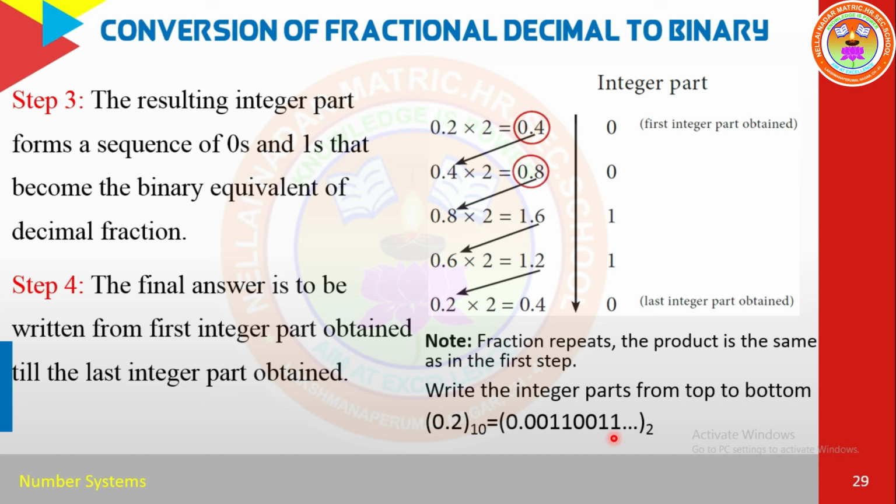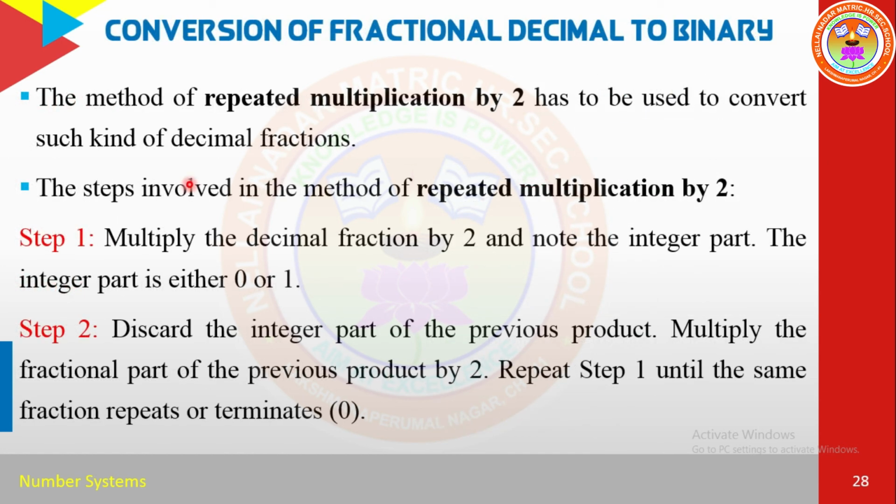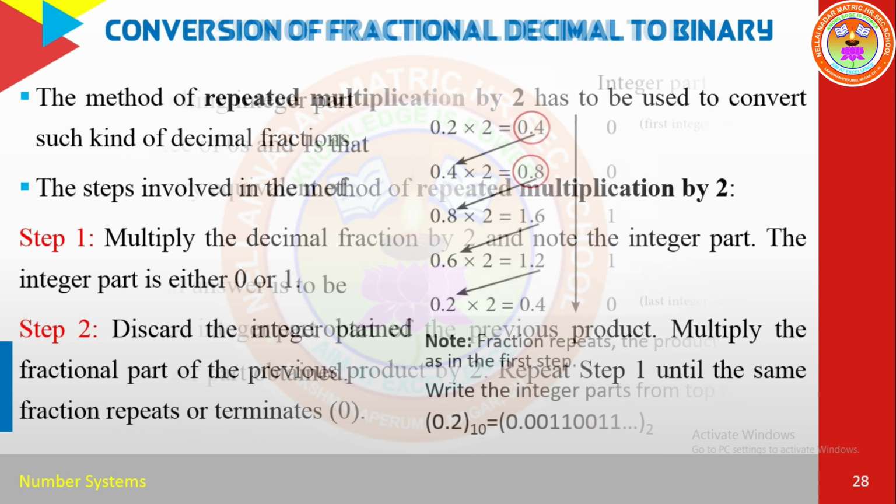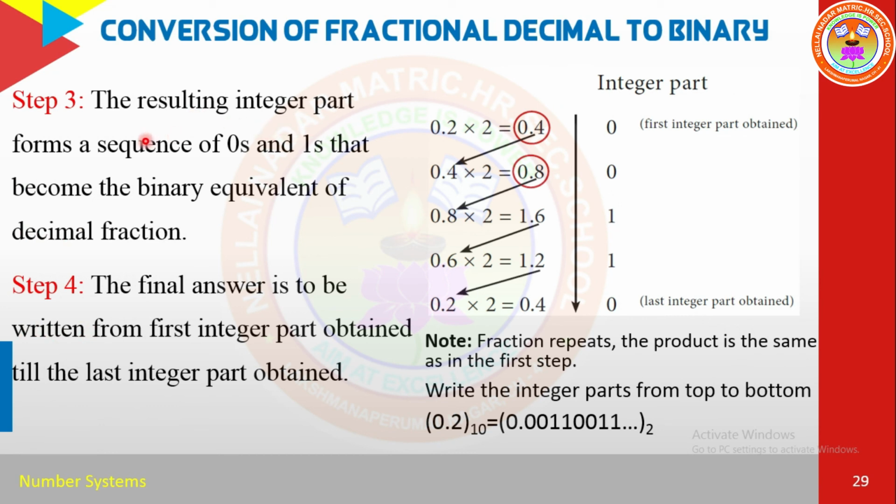Now see the steps once again. Step number 1: multiply the decimal fraction by 2 and note the integer part. Of course we noted it. The integer part is either 0 or 1. Then step number 2: discard the integer part of the previous product. Of course we discarded the integer part, noted it down on the right-hand side, and multiplied the fractional part of the previous product by 2 in the next step. Repeat step number 1 until the same fraction repeats or terminates. Then point number 3: the resulting integer parts form a sequence of zeros and ones that becomes the binary equivalent of the decimal fraction.